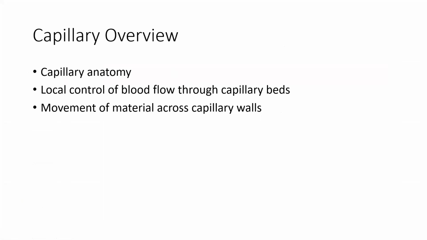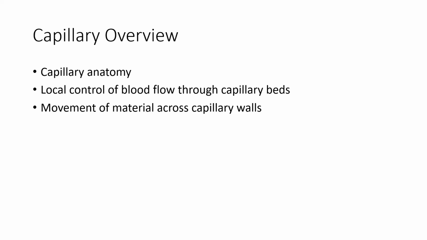And so at the level of the capillaries and the capillary beds, this is where that magic actually happens, that transfer of nutrients and oxygen and the removal of waste products from the tissues. So this is really where the purpose of the circulatory system is fulfilled, at the capillaries. We'll talk about the capillary anatomy first, so the different types of capillaries that we have in the body. Then we'll talk about ways that we can control that locally.